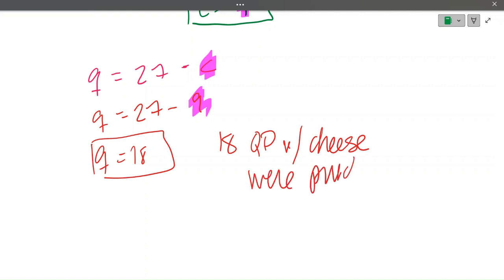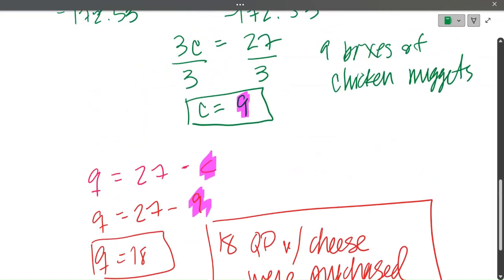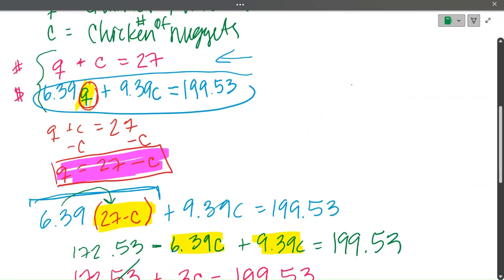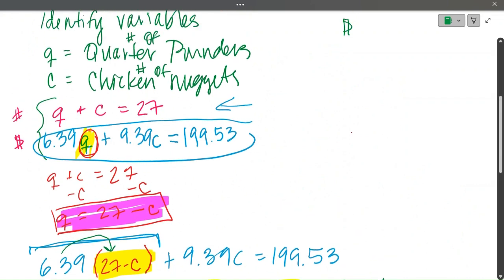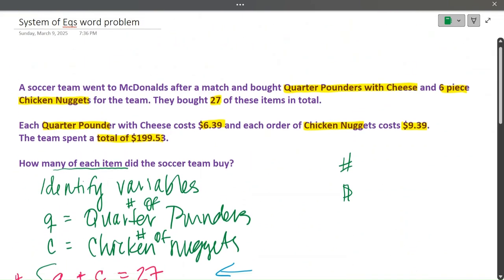Okay. So those are my two answers. We have 18 quarter pounders with cheese, 9 chicken nuggets. If I plugged 18 and 9 back into both of our initial equations, we should get exactly what they equal, which we do. All right, that is how you write and solve simultaneous or systems of equations from a word problem.